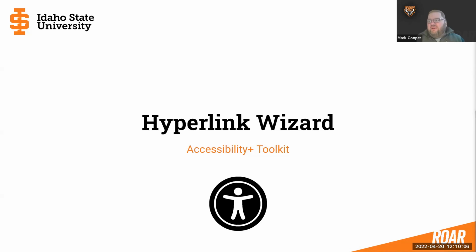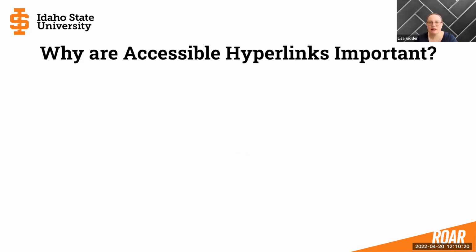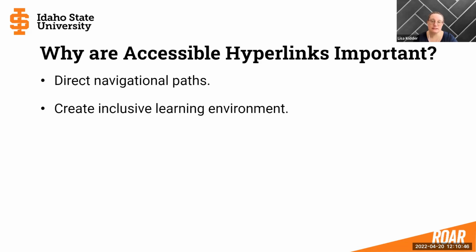I will now turn the presentation over to Lisa Kidder, who will highlight the importance of accessible hyperlinks in a Moodle ISU course. Thank you, Mark. So first we're going to talk about why accessible links are important. Hyperlinks, especially within your Moodle course, create the navigational paths. They direct your students through your course, in and out as well. Just like street signs, they can provide helpful information to guide learners, assuming that the street signs are still in place. Focusing on accessibility helps to create an inclusive learning environment.